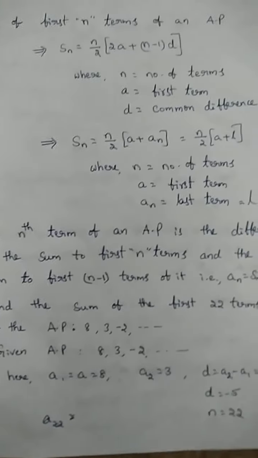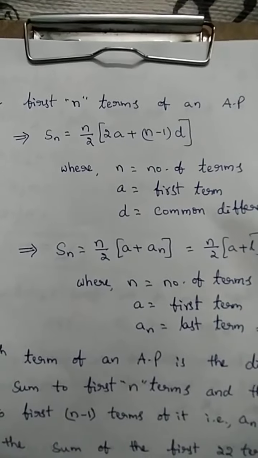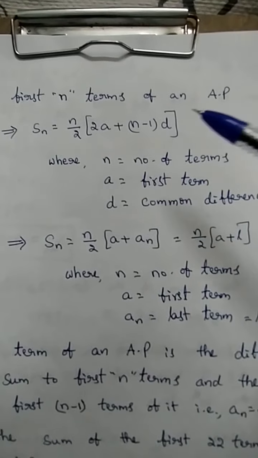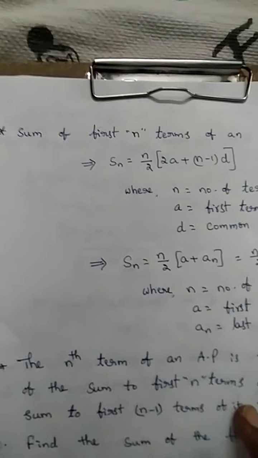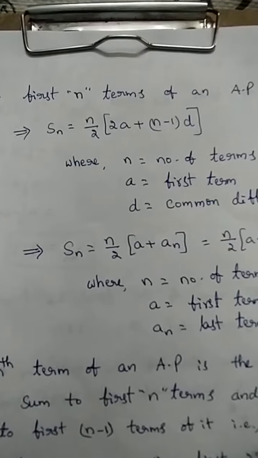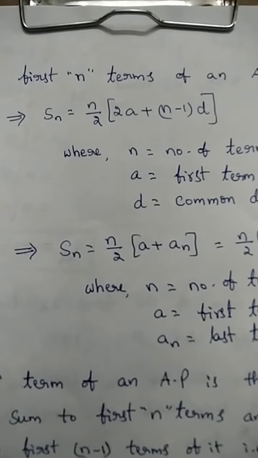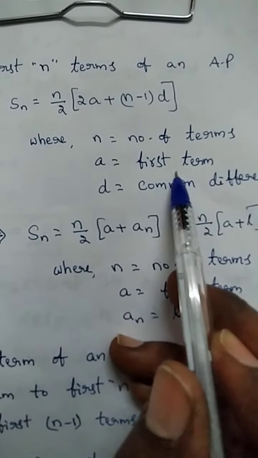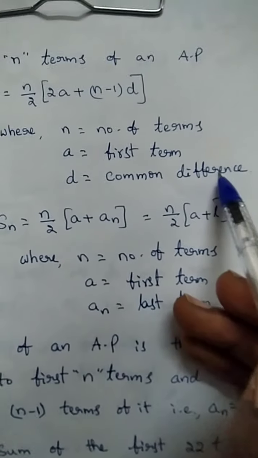Okay, so these are the two formulas to find the sum of the first n terms of an AP. Sn is equal to n by 2 into 2a plus n minus 1 into d, where n is the number of terms, a is the first term, and d is the common difference.